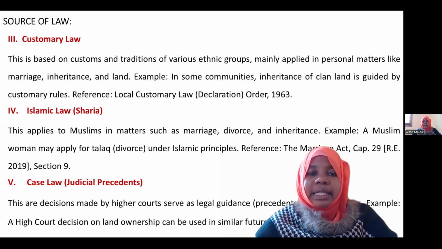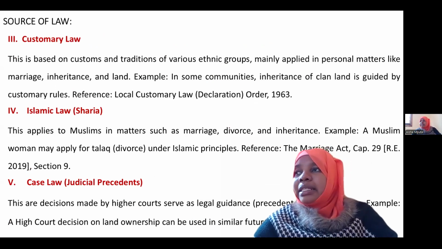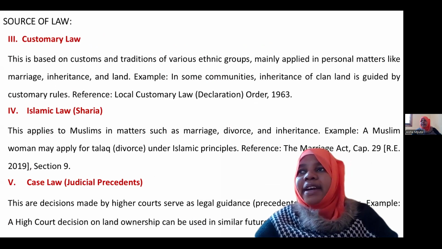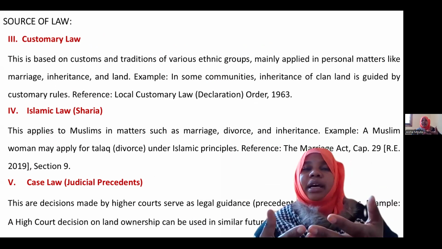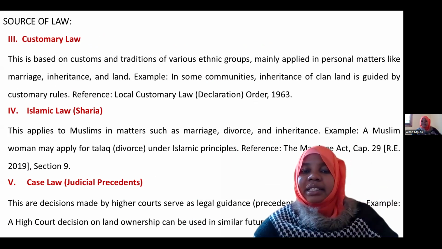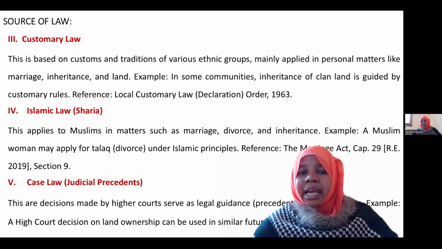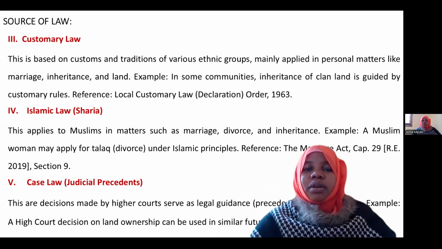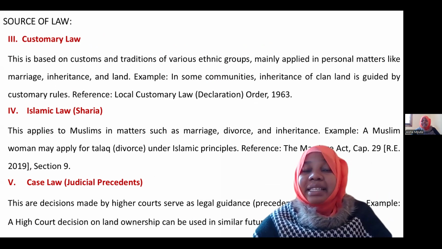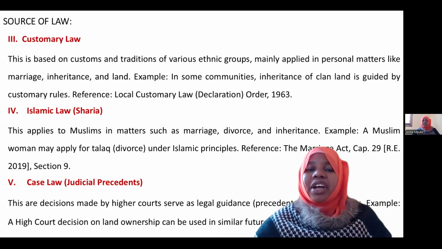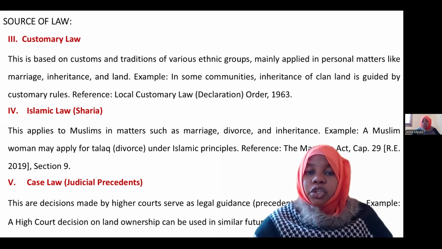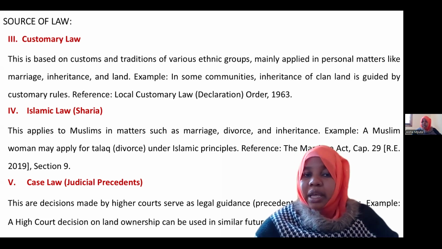Another source is customary law. This is not a codified document. It is just customs, traditions, or values that the society lives, practices, and accepts. So sometimes they act as law, provided they are accepted and do not go contrary to the constitution, which is the mother law.